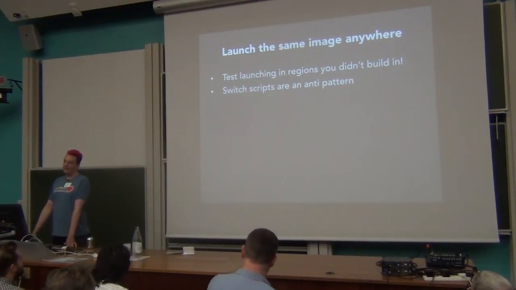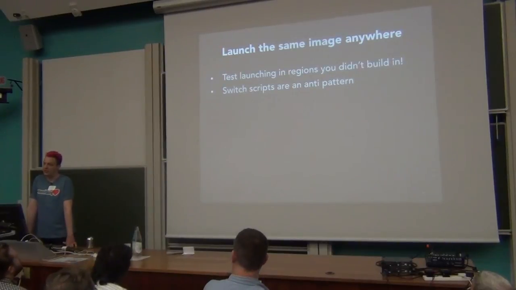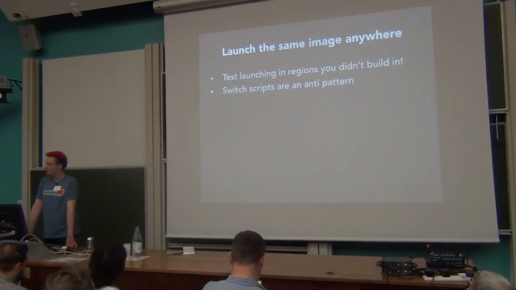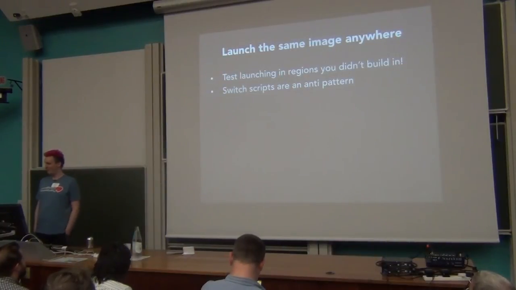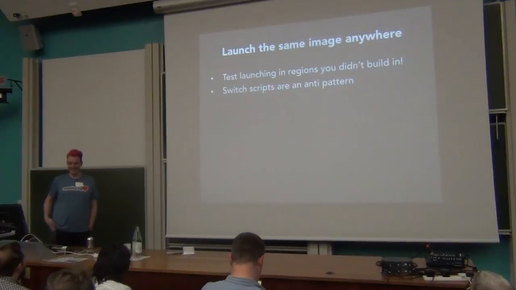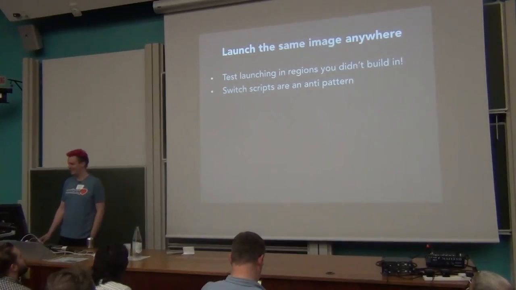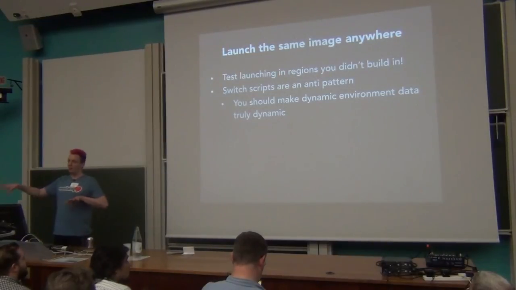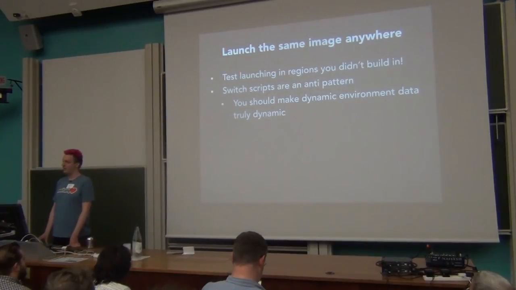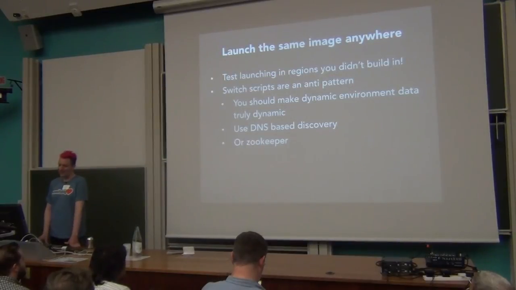We found an anti-pattern that we've made. It is like switch scripts. We had half a dozen scripts that when an instance started, it would go and rewrite config files and stuff. Don't do this if you can possibly avoid it, because it'll really hurt you. It's not all that hard to make the things about which region you're in actually dynamic. There's this whole crazy thing that does that called DNS. You might want to use it. Or if you've got complex requirements, you can go crazy and use Zookeeper.